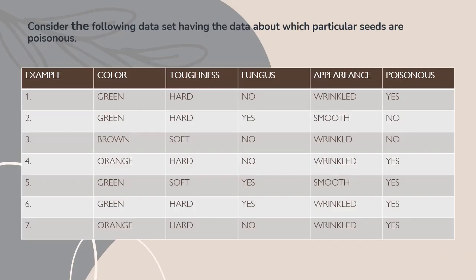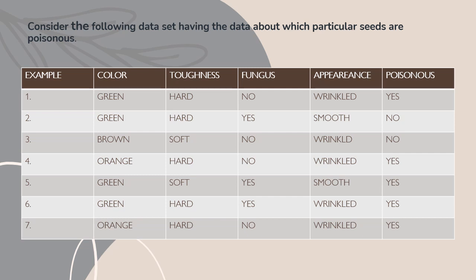Let us consider the example: a data set with information about particular seeds, which are poisonous or not. In the first instance, we can see they have given the color, toughness, fungus, appearance, and poisonous, which is the target function. They have given us green, hard, no, and wrinkled. The second instance is green, hard, yes, smooth, and the attribute values may change, and no is the outcome.